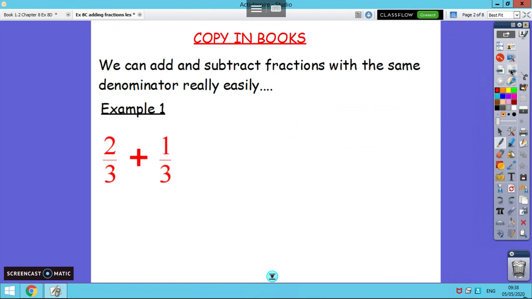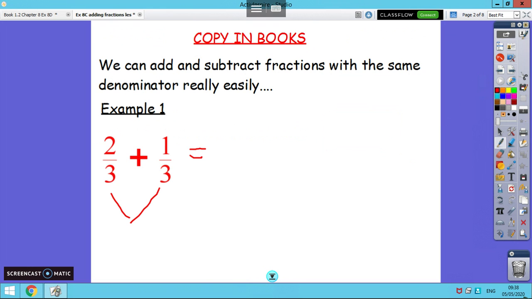So looking at this example number 1, we've got 2/3 plus 1/3. Now we know that they've got the same denominator. They've both got 3's here, so that means they're the same thing, same fraction family. So with these ones where they've got the same denominator, all you have to do is add the tops together and keep the bottoms the same. So the numerators add together and the bottoms stay the same.